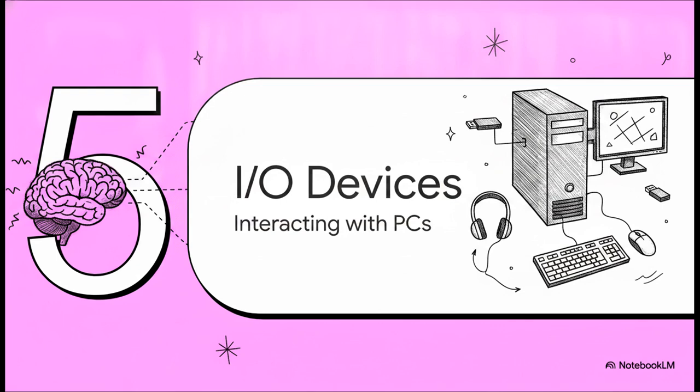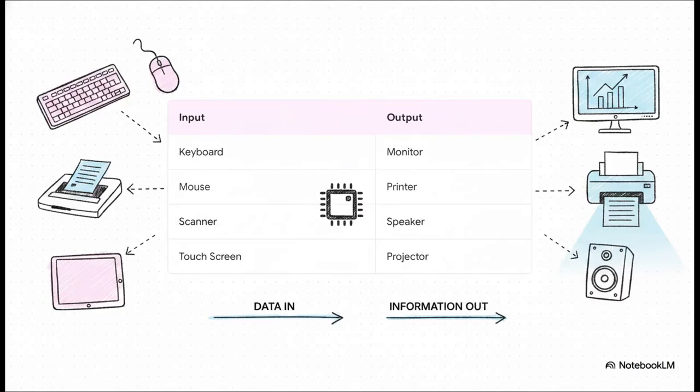Next up, section 5. Input and output devices. This whole dynamic is brilliantly illustrated when we look at everyday devices. Look at our input devices, things like keyboards, mice, scanners, barcode readers, even touchscreens. These act as the mechanical senses, helping us users enter raw data and commands, which get sent straight into the CPU.